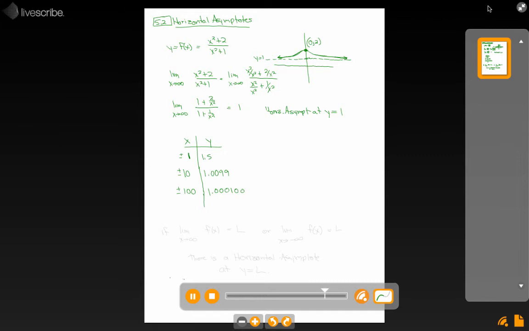So to generalize, if you have a function, if you find the limit as x goes to infinity of your function, and the answer is L, whatever that limit might be, or if you do the limit as x goes to negative infinity, and the answer is something, and we'll call it L just so that we have an answer for L, what you have is a horizontal asymptote at y equals L.